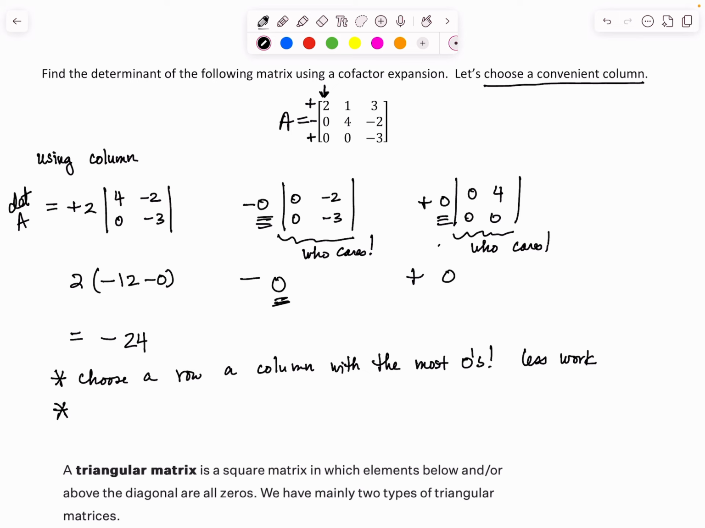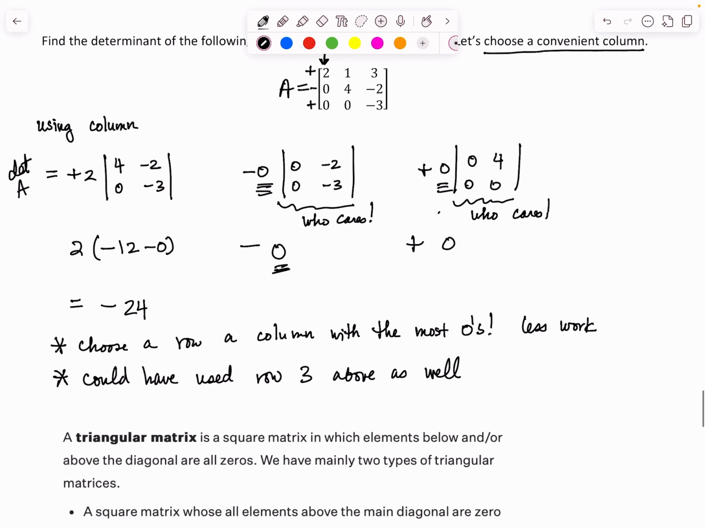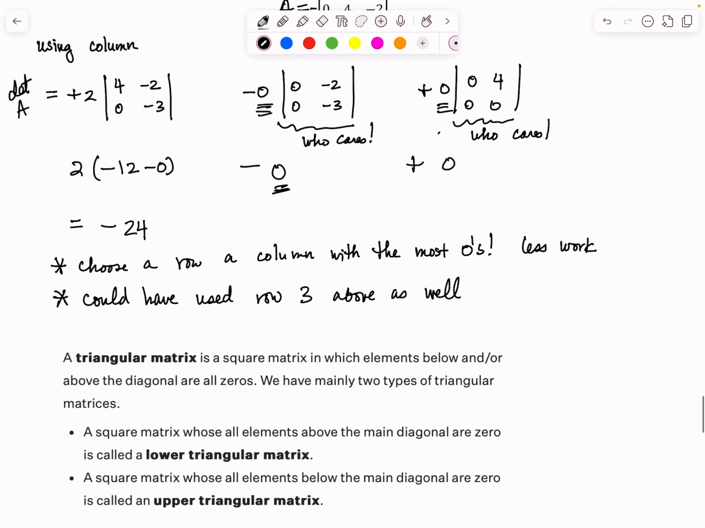Note, we could have also used row 3 above as well. So column 1 and row 3 both have only one non-zero entry. But when you're doing this by hand, conveniently look if there are any rows or columns with lots of zeros. Choose that one. Okay.